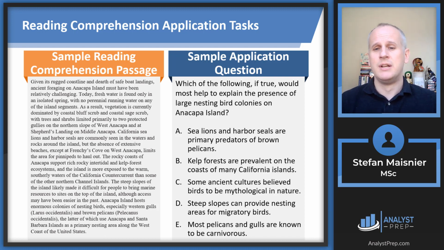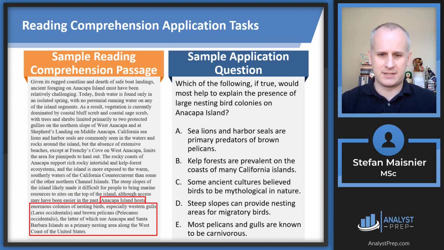reasoning in reading comp. So we've got: which of the following, if true, would most help to explain the presence of large nesting bird colonies on Anacapa Island? So explain is one of our critical reasoning tasks. So we've got to go find where we're talking about these large nesting bird colonies, and this is down at the end. So again, you probably want to read a little bit above. The sentence above isn't really that relevant to the nesting bird colonies that are the subject of this question, but you do so just to make sure that there wasn't anything that might be relevant. However, I'm just going to limit myself to what we've got in the highlight.